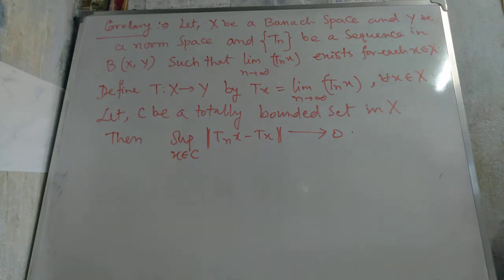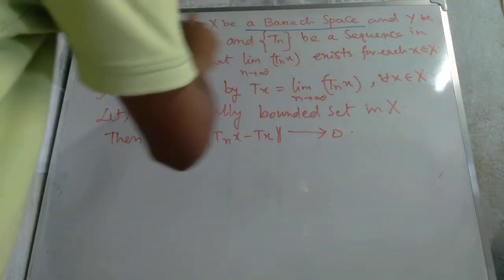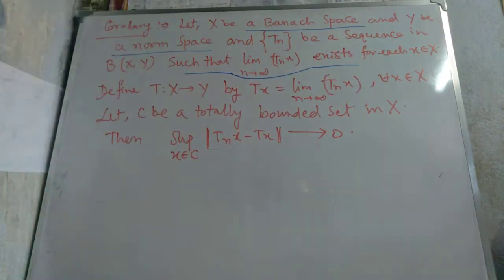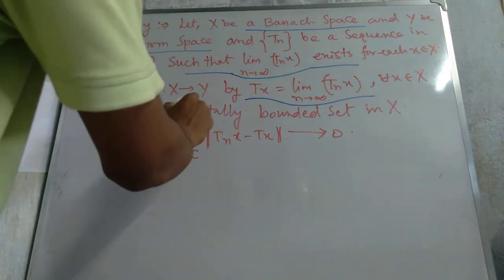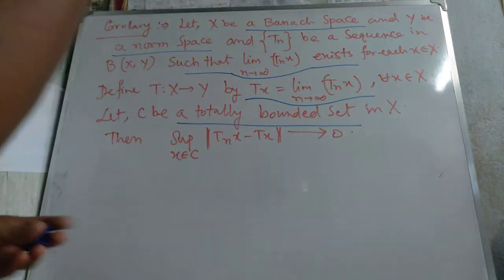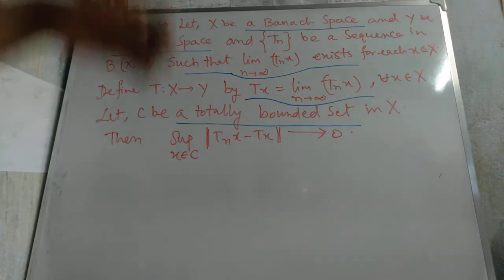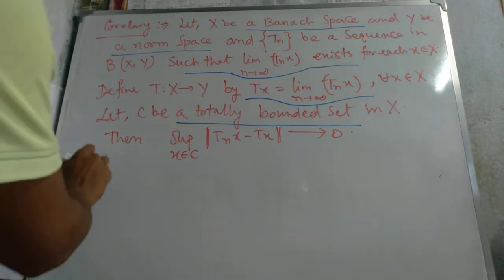Okay, we have to prove it. This one is too easy. X Banach space, Y normed space, Tn be a sequence in B(X,Y) such that limit n tending to infinity Tn x exists and Tx equal to this, then C be a totally bounded set in X, then supremum over x belongs to C of norm of Tn x minus Tx tends to 0. Okay, we prove this important corollary.